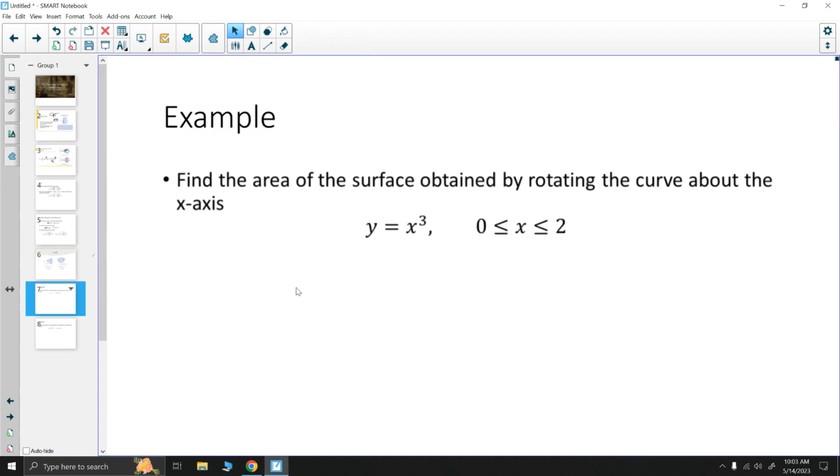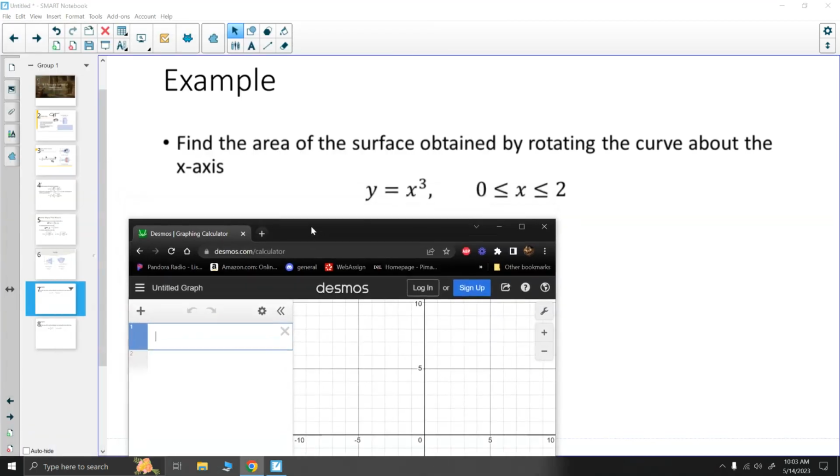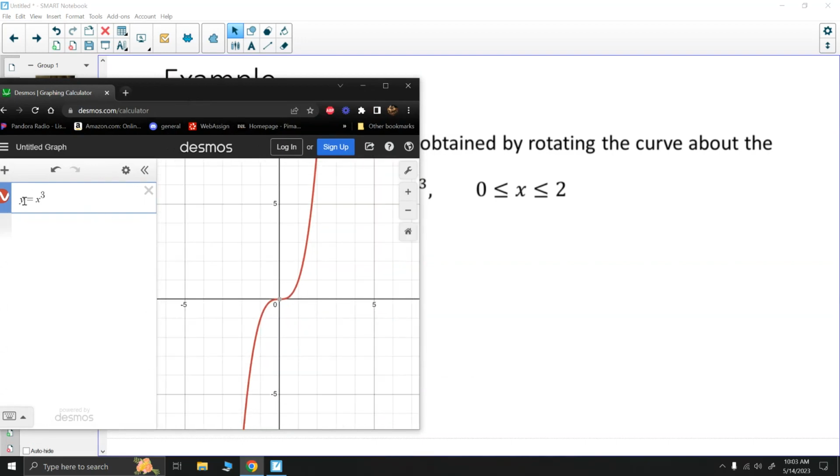All right, so find the area of the surface obtained by rotating the curve about the x-axis. Let's start with a picture of it, because I think that really helps me cement what I'm dealing with. y equals x cubed, and we're rotating about the x-axis from 0 to 2. So let's call this f of x instead of y, that way we can write it over an interval: 0 less than or equal to x less than or equal to 2.